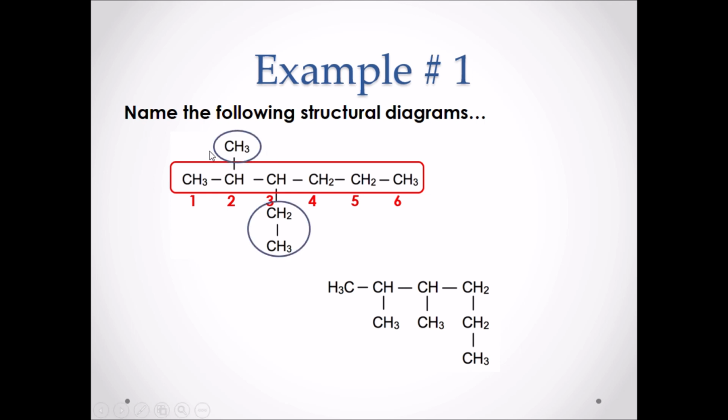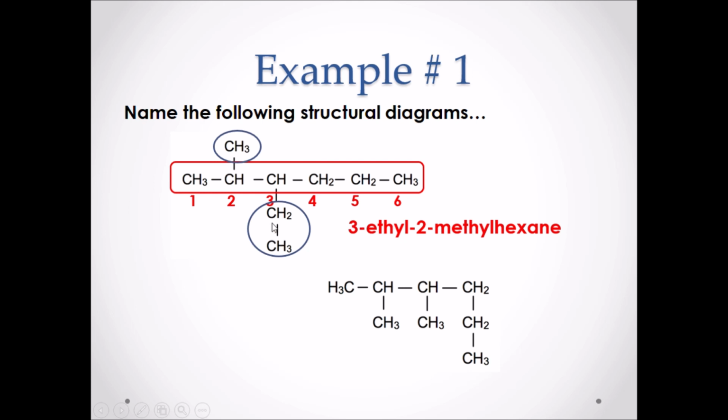We then have 2 branches. This branch has 1 carbon. It is a methyl branch. And this branch has 2 carbons. It is an ethyl branch. Our name is 3-ethyl-2-methylhexane.